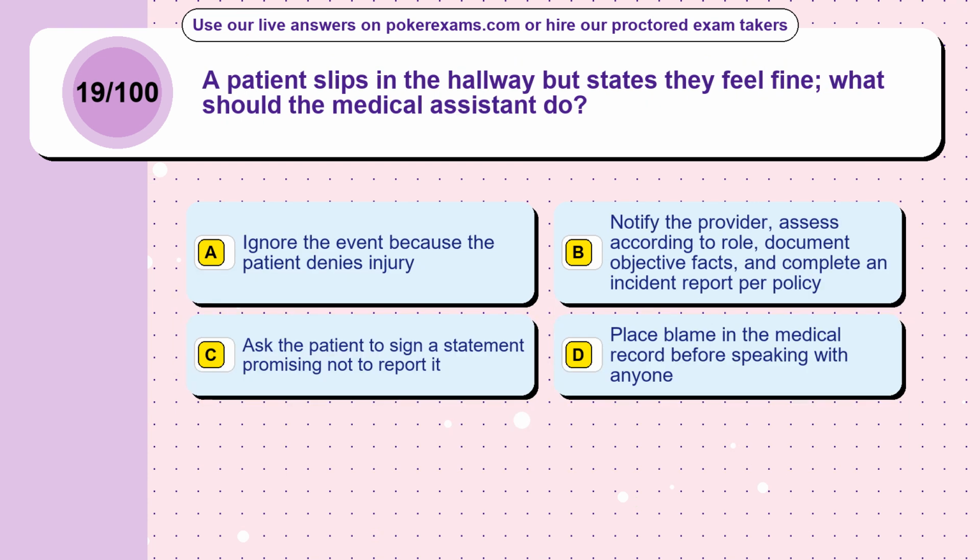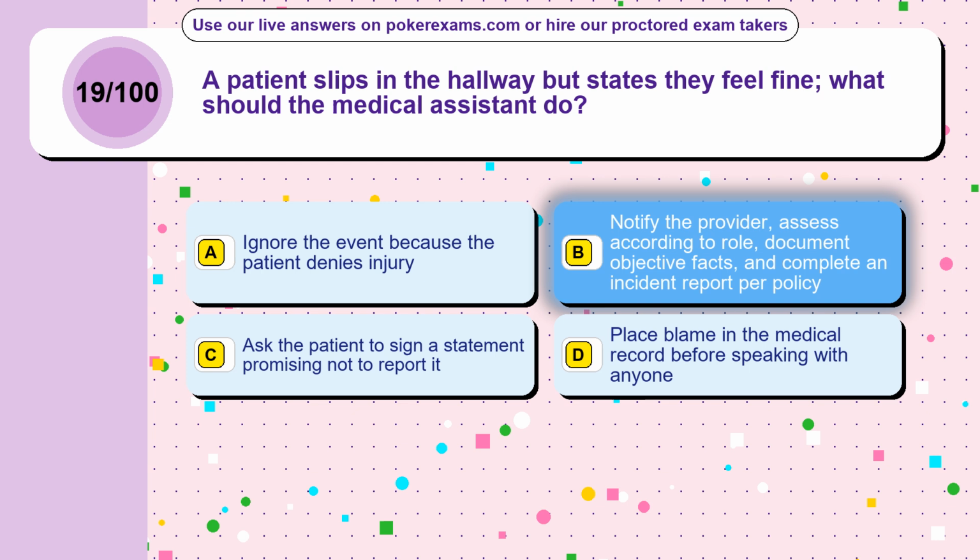Question 19. A patient slips in the hallway but states they feel fine. What should the medical assistant do? Option A. Ignore the event because the patient denies injury. Option B. Notify the provider, assess according to role, document objective facts, and complete an incident report per policy. Option C. Ask the patient to sign a statement promising not to report it. Option D. Place blame in the medical record before speaking with anyone. The correct answer is option B.